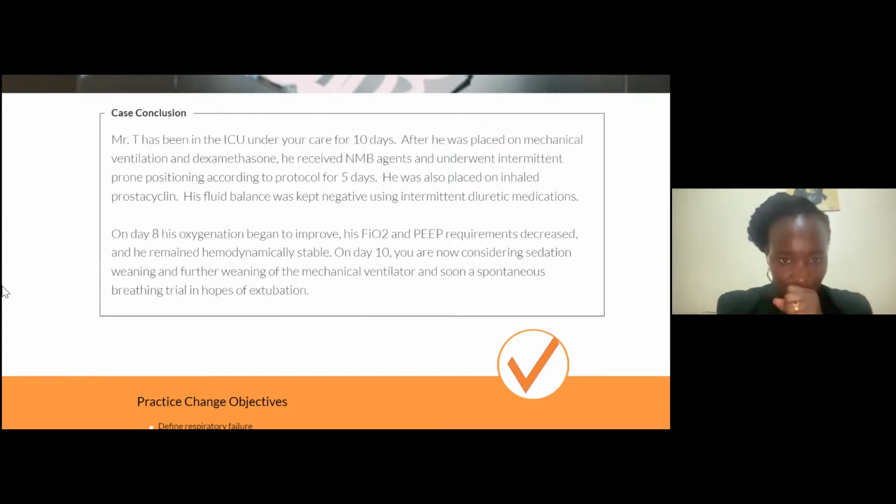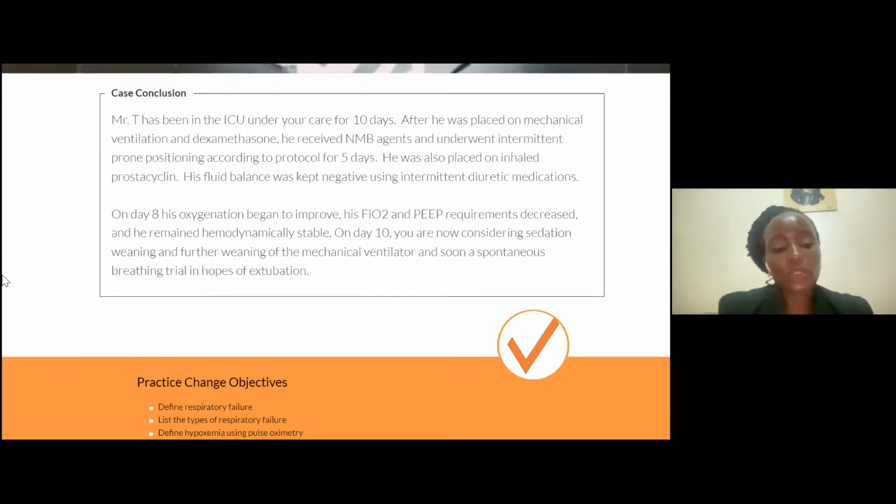On day 8, his oxygenation began to improve. His FiO2 and PEEP requirements decreased, and he remained hemodynamically stable. On day 10, you're now considering sedation weaning and further weaning of the mechanical ventilation, and soon a spontaneous breathing trial in hopes of extubation. So this is just to show that after all those interventions were made, there's at least an improved outcome, and the patient is improving.